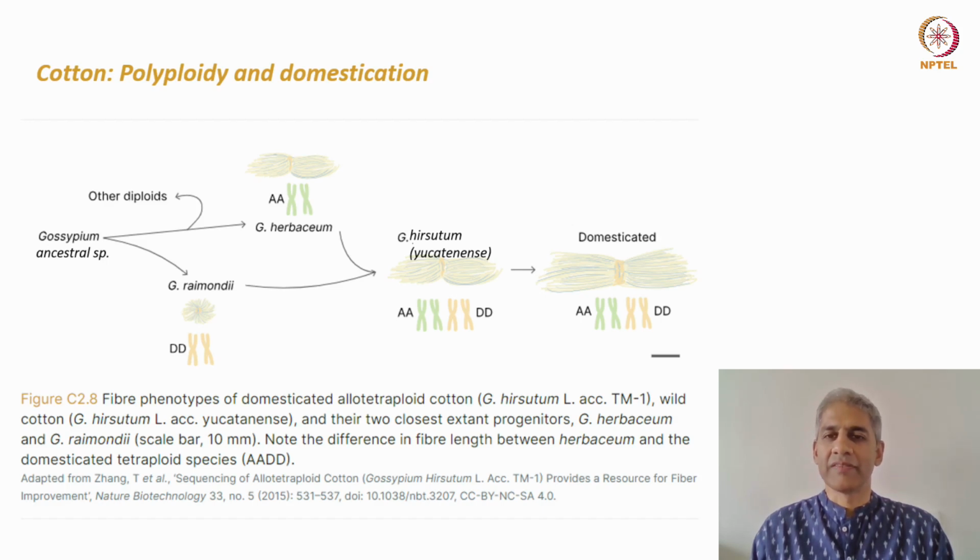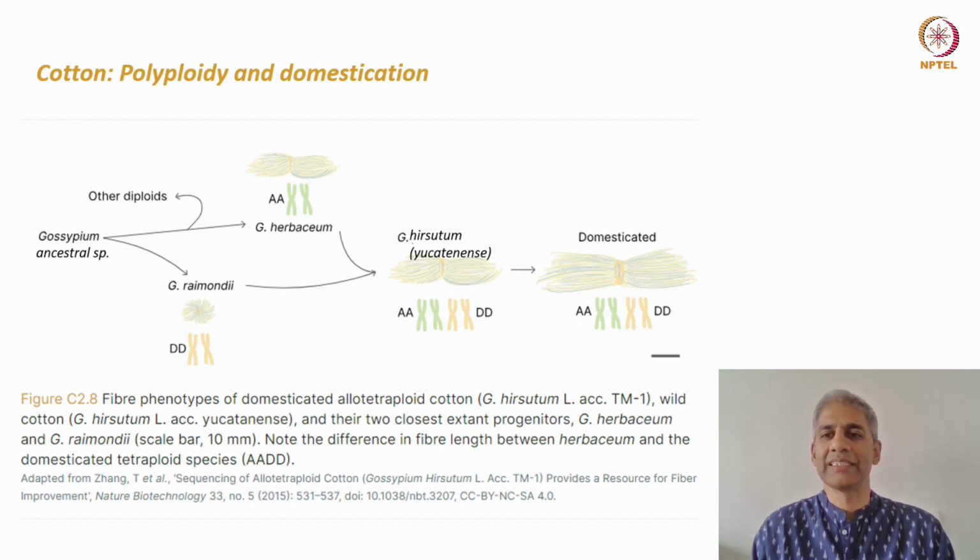Polyploidy is quite common in plants, and generally it tends to produce plants which are more robust or showy. And the same thing seems to have happened in this species of cotton, where the fiber length or the lint increased as compared to the herbaceum or the raymondi. And then this species, Gossypium hirsutum, was domesticated, and farmers over perhaps a few thousand years selected and improved upon this original hirsutum species so that the fiber length was further increased.